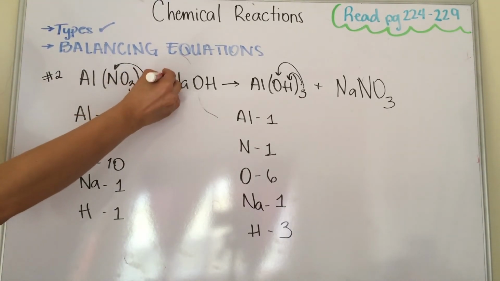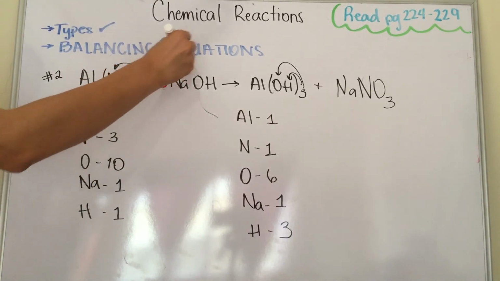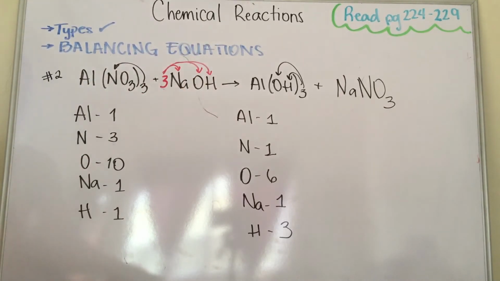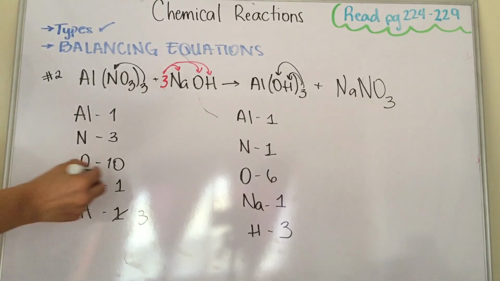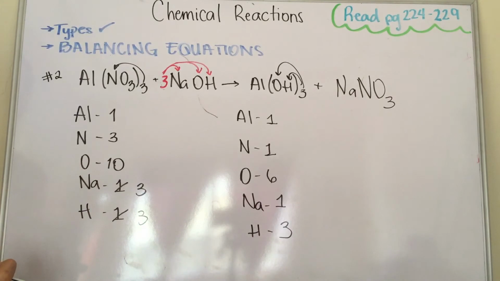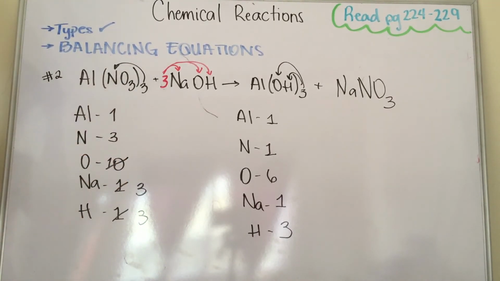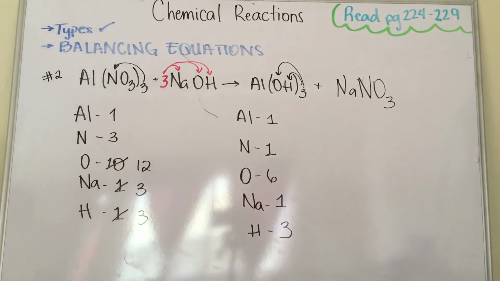And I'm going to put a 3 here. This 3 is going to affect sodium, it's going to affect oxygen, and of course it's going to affect hydrogen. So there I changed my hydrogen to 3. But I also changed my sodium to 3. And I also changed oxygen. So I had 3 times 3, it's 9 plus 3, with oxygen, 12. All right, now who's next?